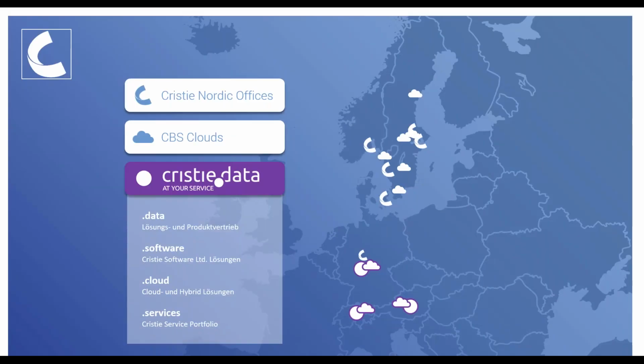So this is the location of Cristie. In Sweden we have three offices, one in Oslo in Norway, and one in Copenhagen in Denmark, and then we have a Cristie office just outside Frankfurt in Germany. In the Nordics we also have cloud providers helping us provide the cloud service for several customers. Especially the SMB market in the Nordics likes to use a cloud provider instead of building their own data centers.